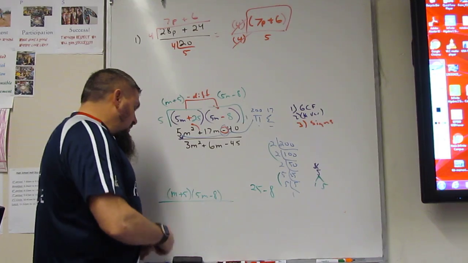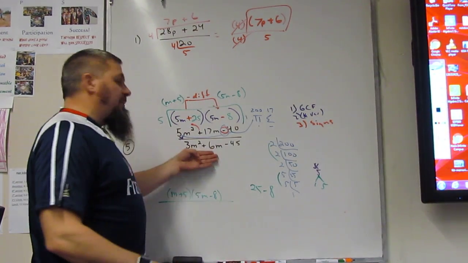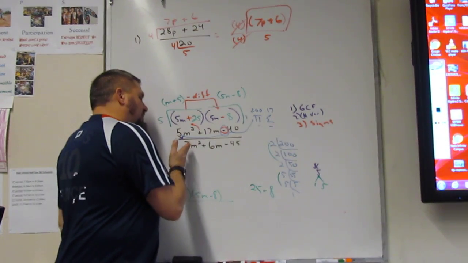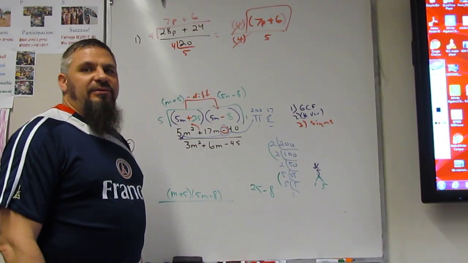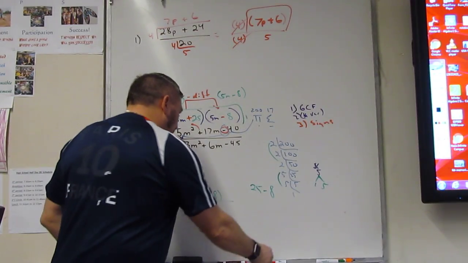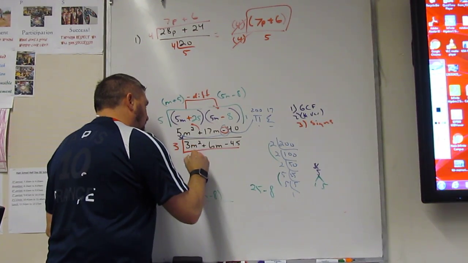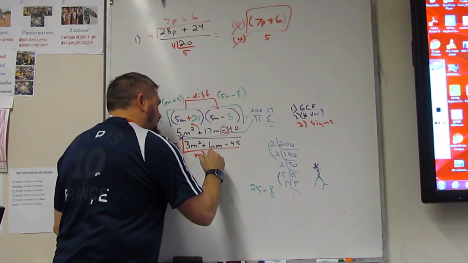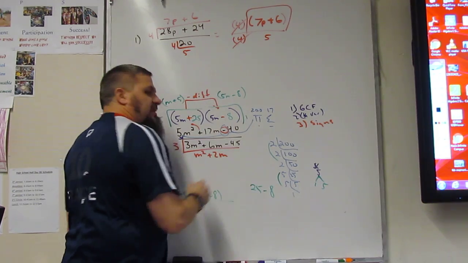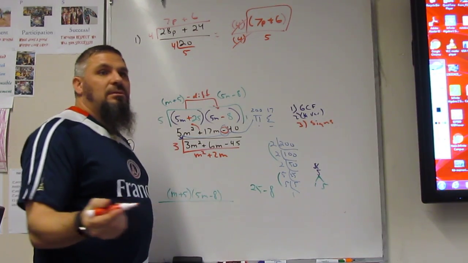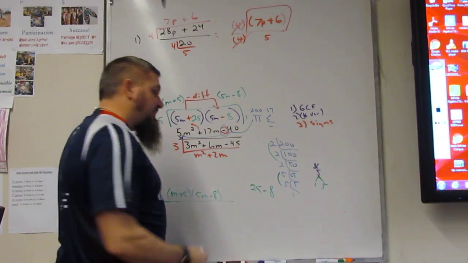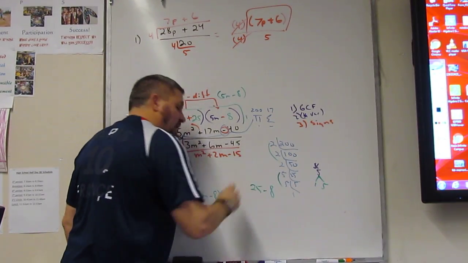Now I need to do the bottom. Does 3 go into 3, 6, and 45? Yes. So I can break that out. 3 goes in here 1 time, 3 goes into 6 twice, and 3 goes into 45 15 times.